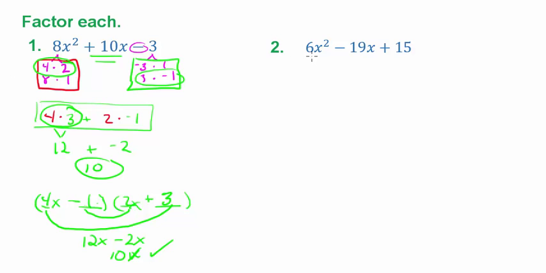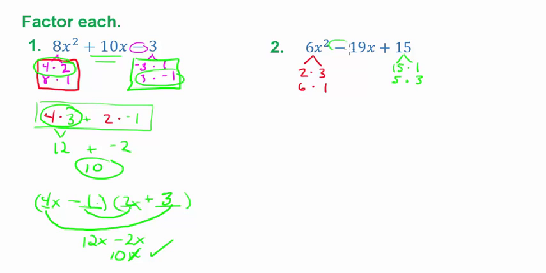Second problem, this time I'll color code a little bit better. Factors of 6 are going to be 2 times 3 and 6 times 1. Factors of 15 are going to be 15 times 1. I'm going to have 5 times 3.